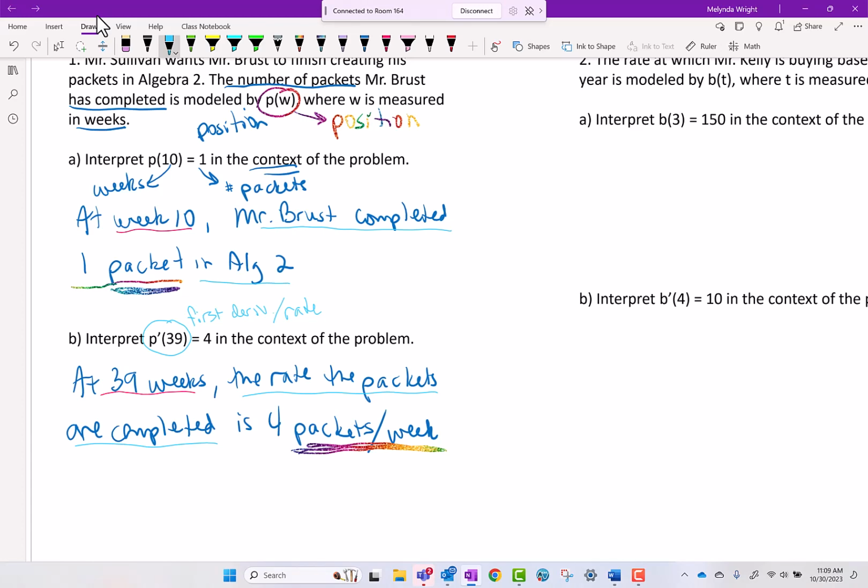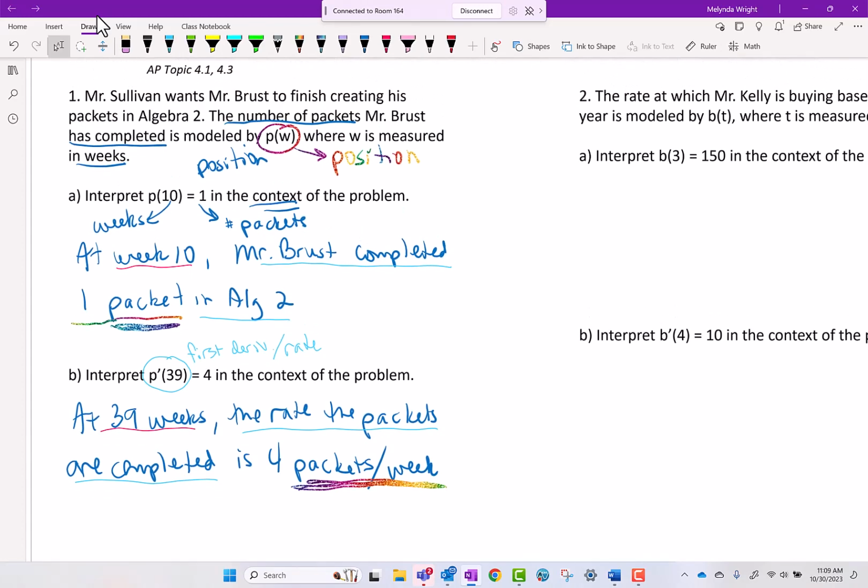Okay, are we okay with our very first problem in context? Okay, let's look at another scenario. In this first scenario, we're given the position, and we have to explain the position in context, and then we have the first derivative, explain that in context. That was our first problem.